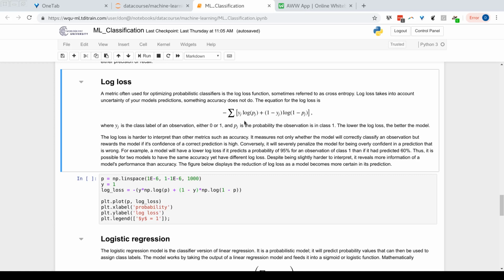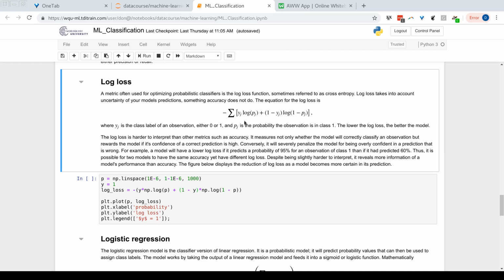So y is the label of the observation. Let's consider a binary situation, 0 and 1. So we have class 0, class 1. So y is either 0 or 1. p is the probability that the observation belongs to class 1. And then we sum them all up for all our observations. That's our log loss term.